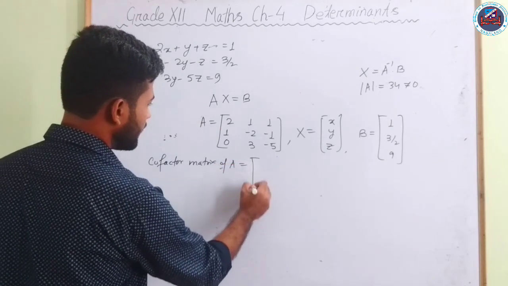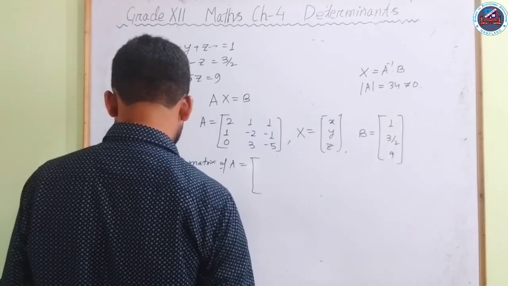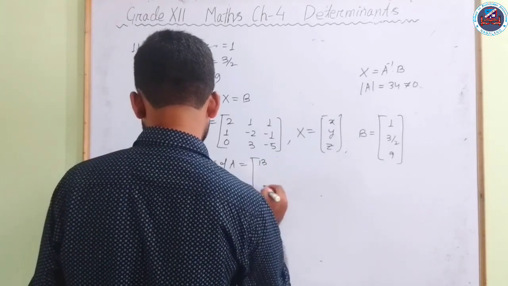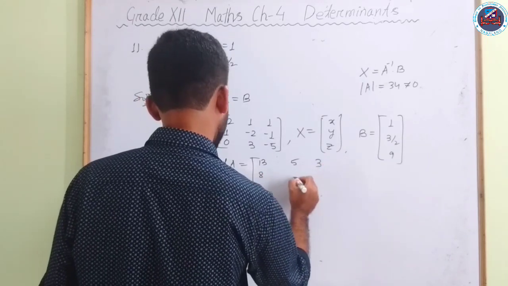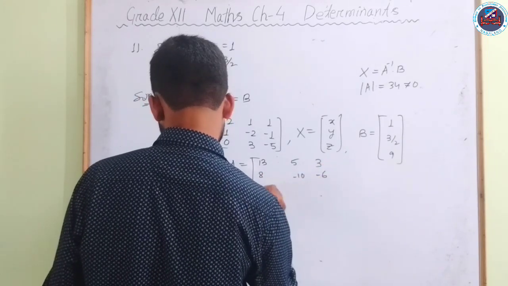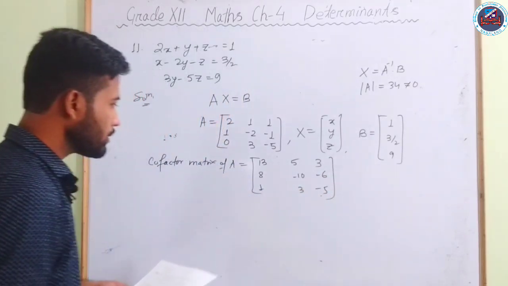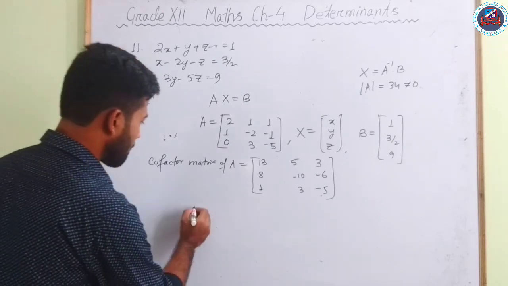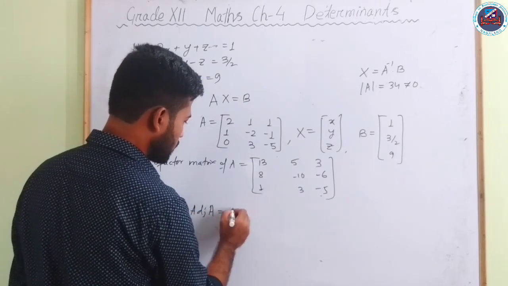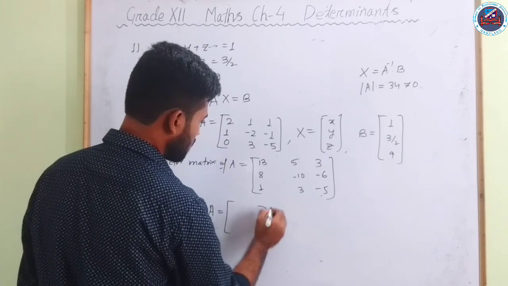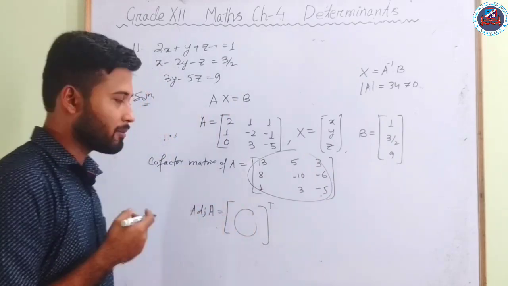So as I have already calculated it here, our cofactor matrix is given by 13 5 3 8 minus 10 minus 6 1 3 and minus 5. Okay, and how to find the adjoint of A? Adjoint of A will be the transpose of this cofactor matrix. Okay, so just symbolically I am writing it here.